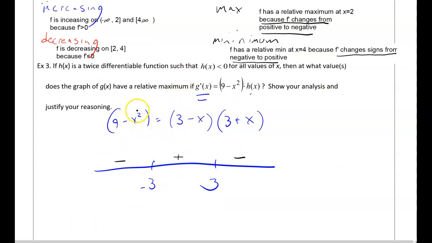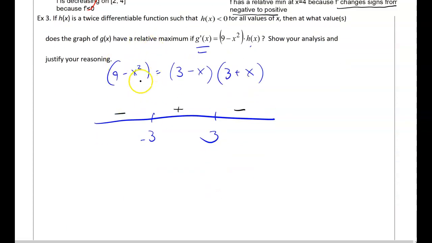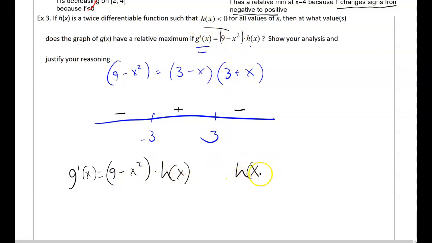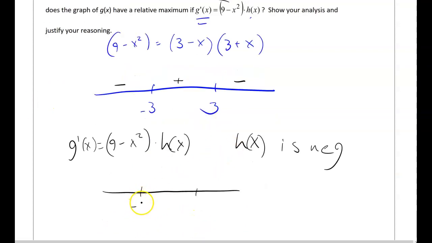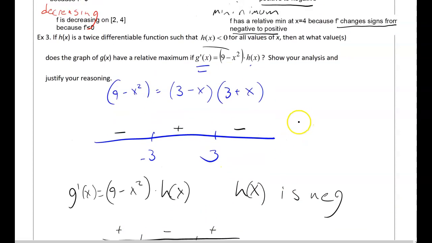So here's my sign chart, but be careful here, because this is the sign chart for just 9 minus x squared. So g prime of x is 9 minus x squared times h of x. And what we are told, right, is that h of x is always negative. So that means we're multiplying this polynomial by a negative term. That's going to flip our sign chart. Right, so our zeros are going to be the same because negative times 0 is still 0, but the signs are going to flip. This one is very tricky, right?